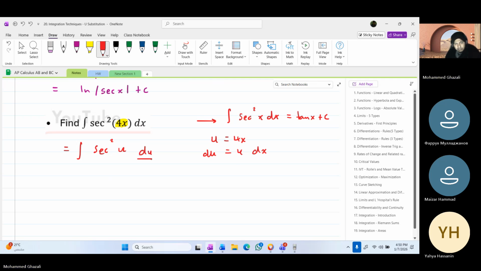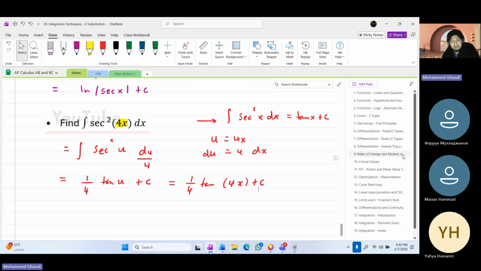All right, so not bad. The integral of sec squared u is tan u. And don't forget the quarter outside. Quarter tan u plus c. And what is u? 4x. So it's just quarter tan 4x plus c. Great. So that's done with that question.